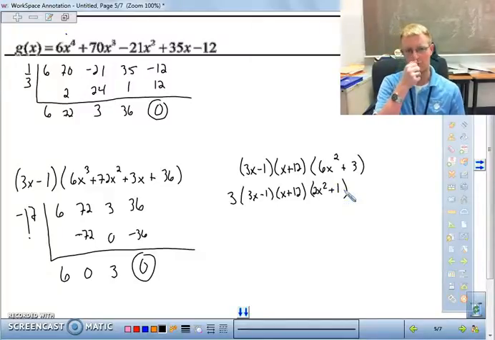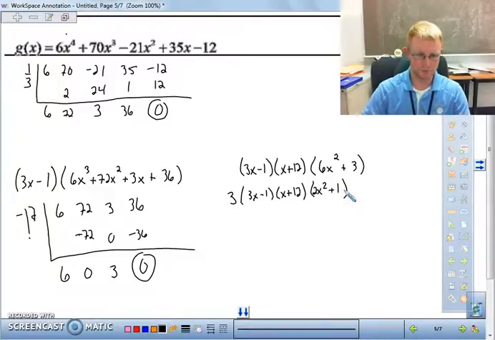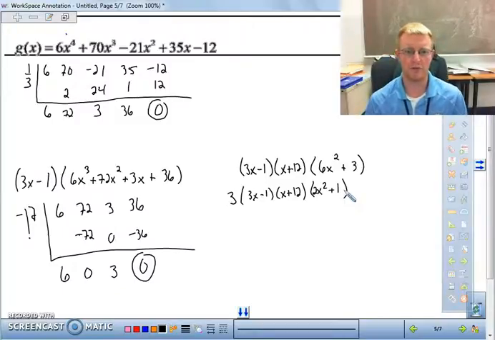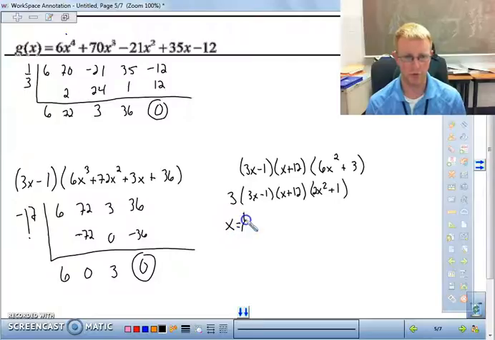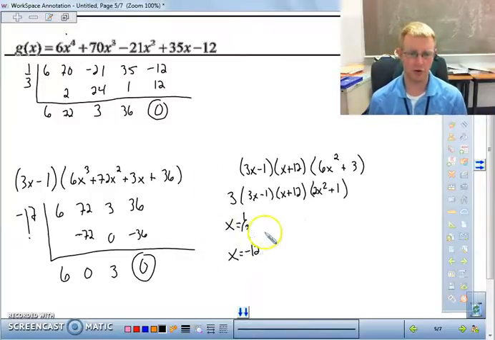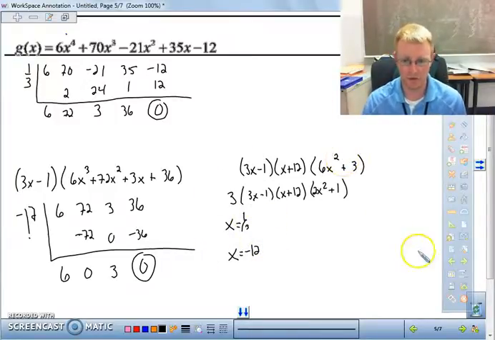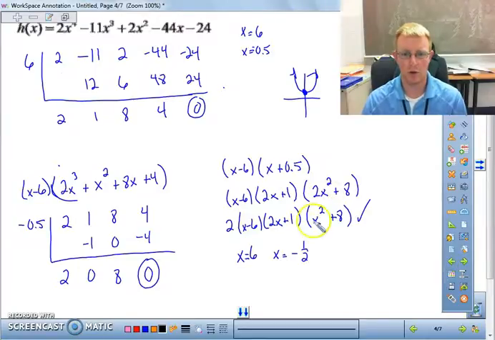Okay, so now, let's talk about, so we have two real zeros here again. Our real zeros are x equals 1/3 and x equals negative 12. Okay, so those are our two real zeros. Now, keep in mind, on the last problem that we did, we had x squared plus 8. Because there's no real zeros there, we also want to talk about being able to find our imaginary zeros.